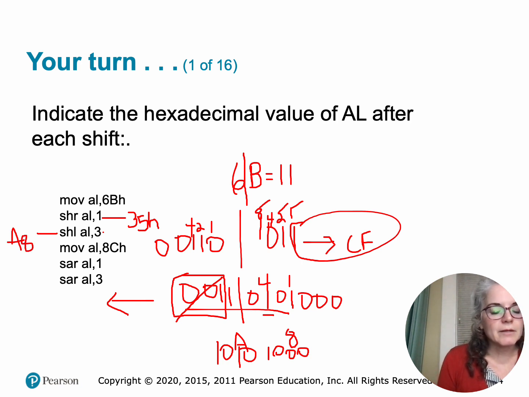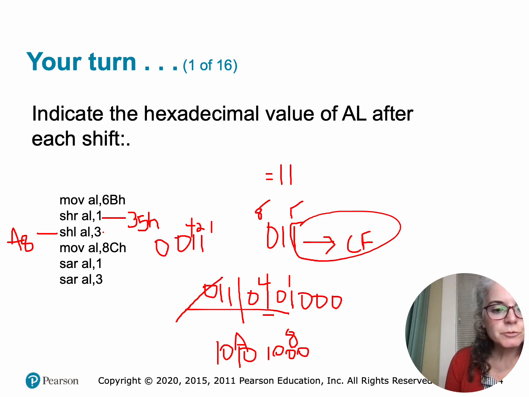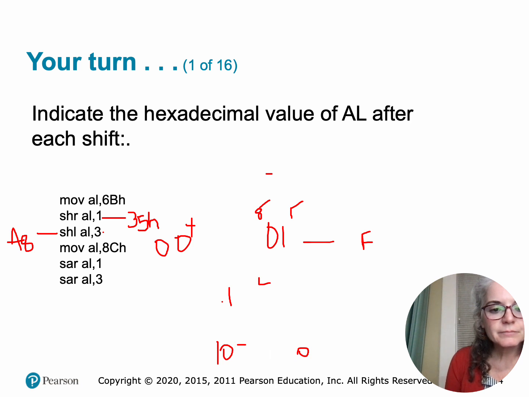It's gonna take a while, guys. Okay, next they move 8C hexadecimal into AL. So let's erase all this stuff here on the right. Go bye-bye. We'll keep these values that we found out.